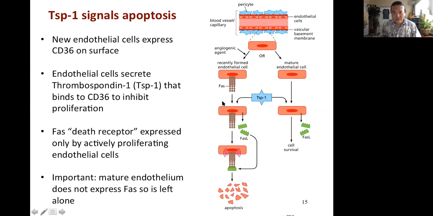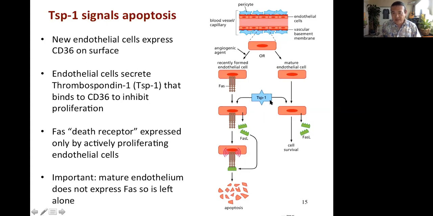These newly formed cells will release FASL. FASL is a ligand for the death receptor. So these death receptors are present on the newly formed endothelial cells, and then the newly formed endothelial cells then actually receive this FASL signal, and as a result are triggered to undergo apoptosis.